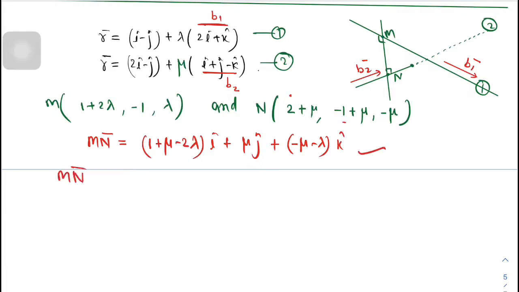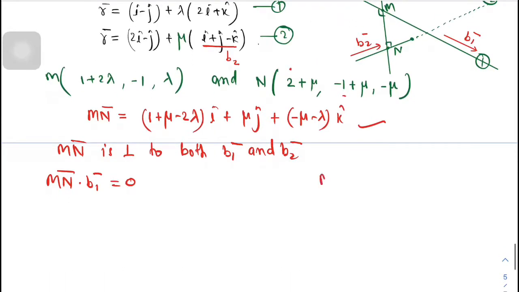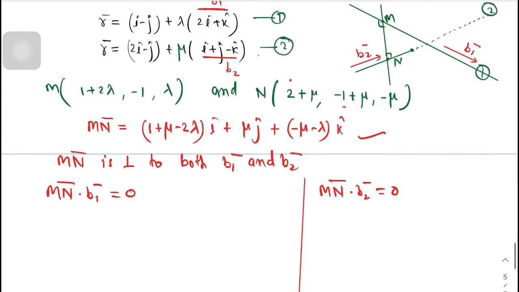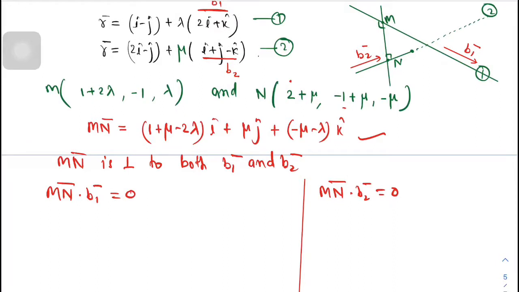The mn vector is perpendicular to both b1 and b2. It means dot of mn with b1 vector is 0, and also dot of mn vector with b2 vector will also be 0. So from here we can easily construct two equations in two variables, that is lambda and mu, and from there we can easily solve what is lambda, what is mu, and eventually we can get these 2 points.